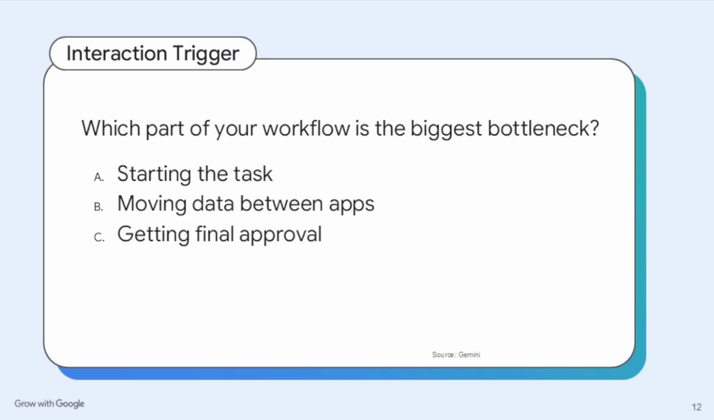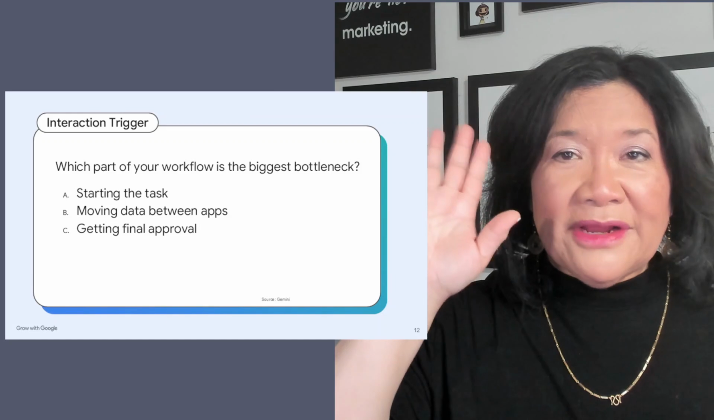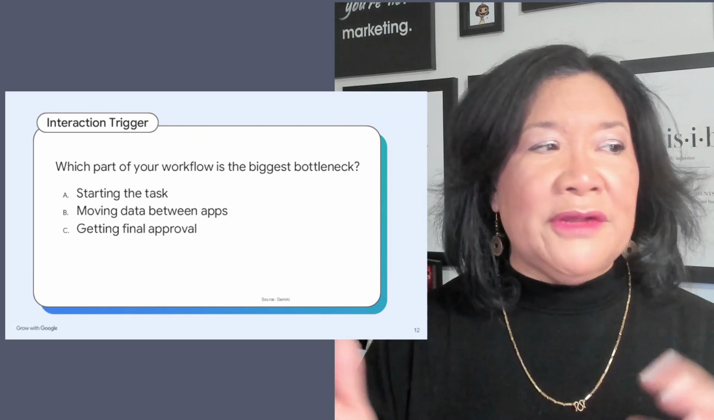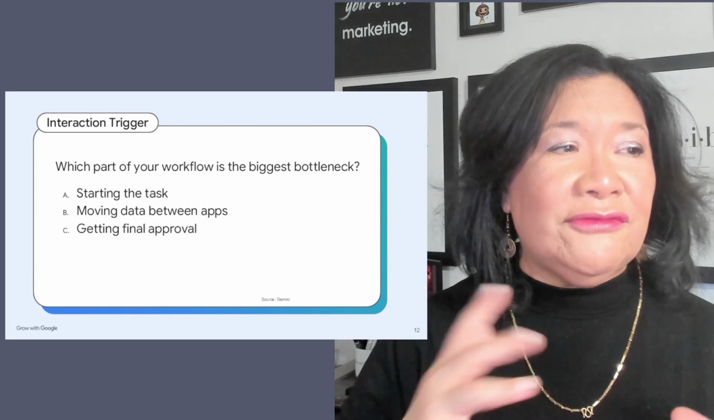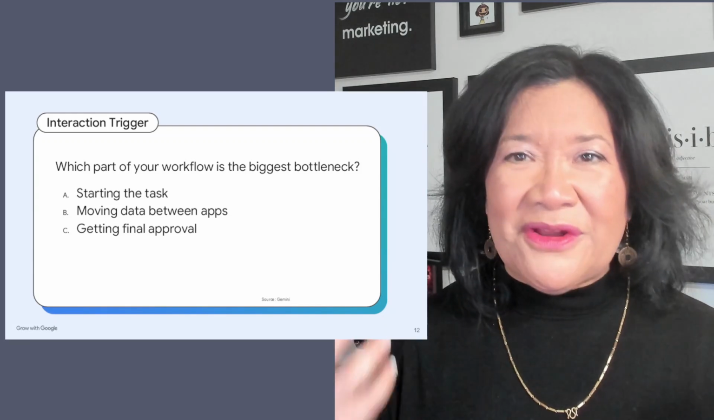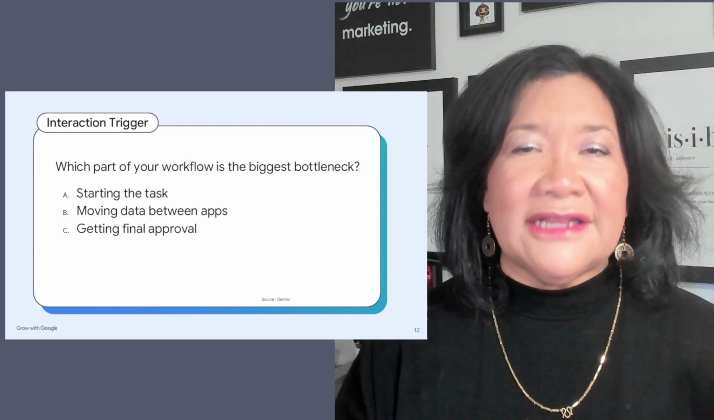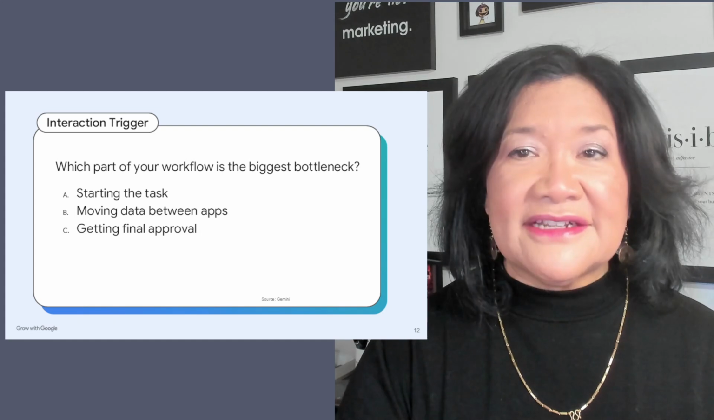So the interaction trigger: which part of your workflow is the biggest bottleneck? Is it starting the task? Are you a great starter, right? Are you great at moving data between the apps? Or maybe you're a starter at it, but you don't move the data. You get to the point where you have to move the data, and it's like, oh, I'll do that later. And later never comes. Those cracks of time never happen.